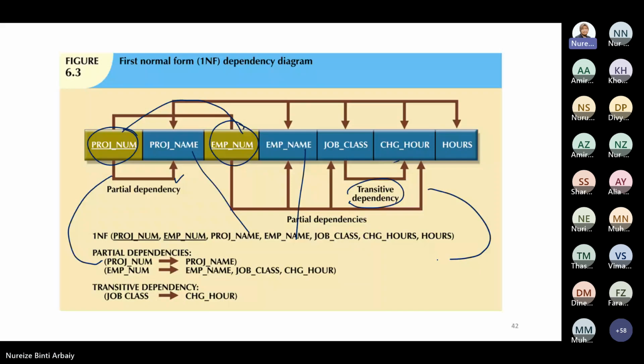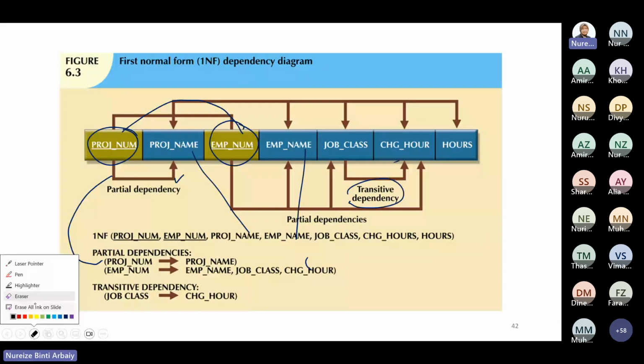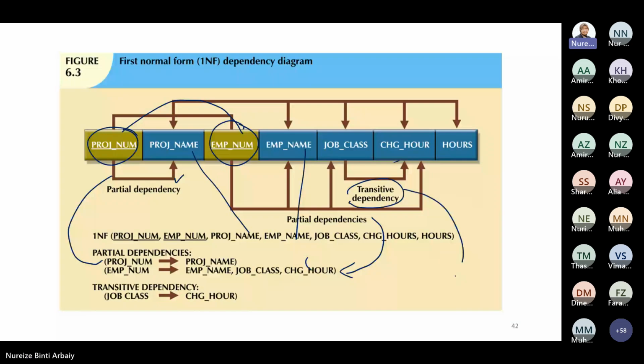Okay, partial dependency. So another one. They finish with the partial dependency and transitive dependency. Now they have partial dependency and also transitive dependency. So this is what we obtain from the first process round on the normalization.